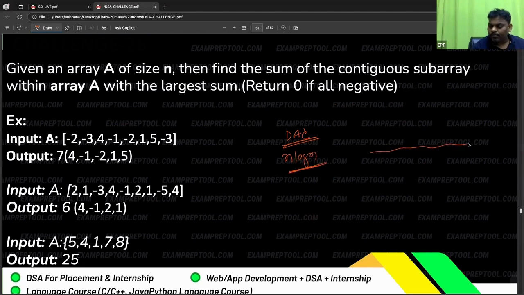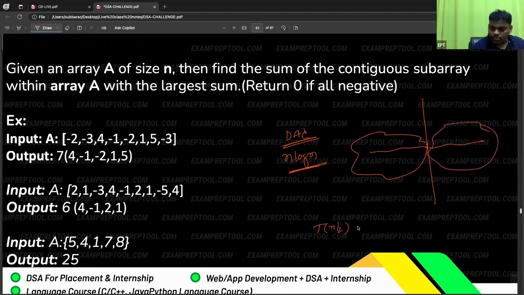How does it work? The array is divided into two parts. The left part, to find the maximum sum, takes T(n/2) time. Using recursion, the right part, to find the maximum sum, takes one more T(n/2) time. Next, you have to combine. There is a cross sum also required, which will take n time. So finally it will become 2T(n/2) plus n. If you solve this, you will get n log n time.